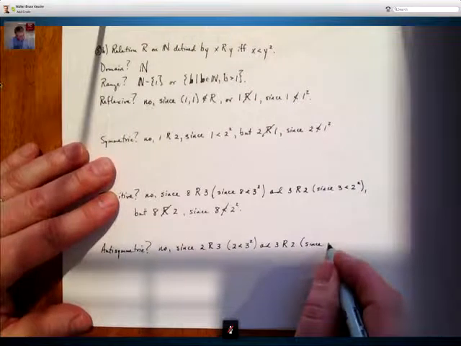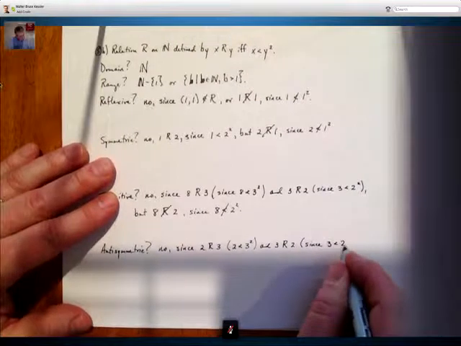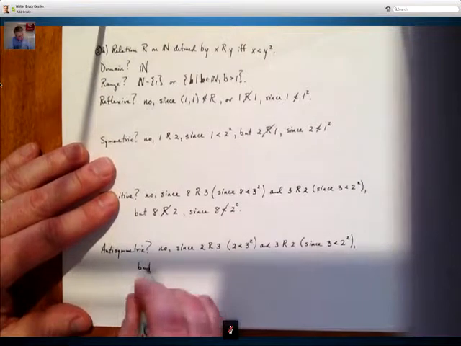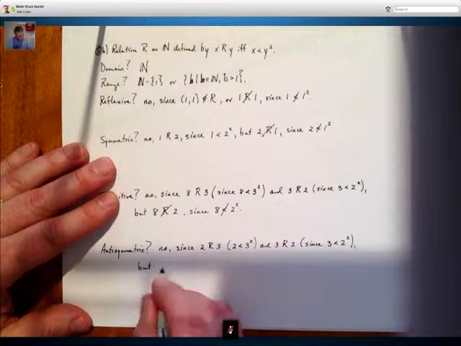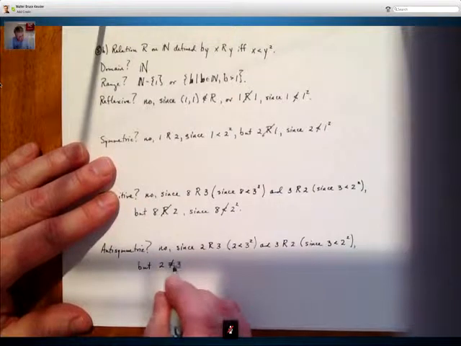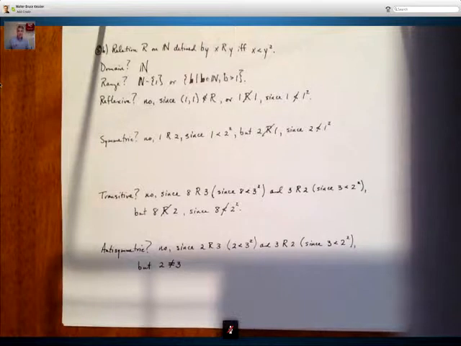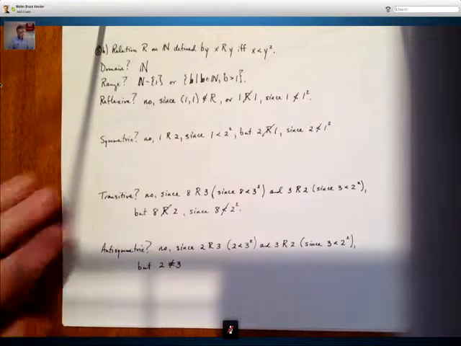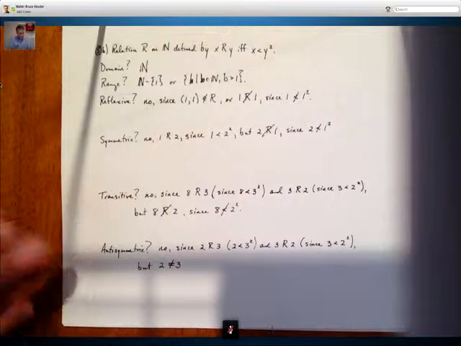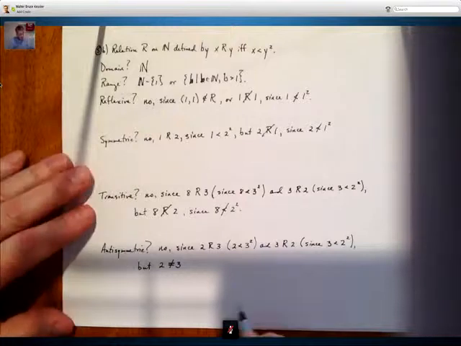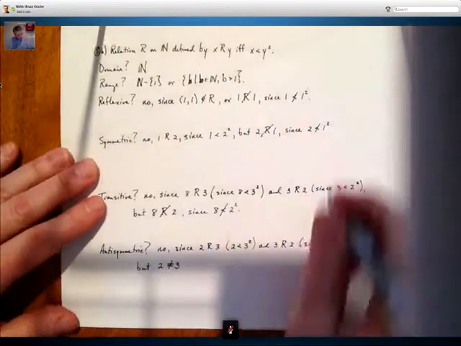Since 3 is less than 2 squared, but 2 and 3 aren't equal. And that's what antisymmetry does. It forces those things that are apparently across the diagonal from each other, like this, to actually be on the diagonal.